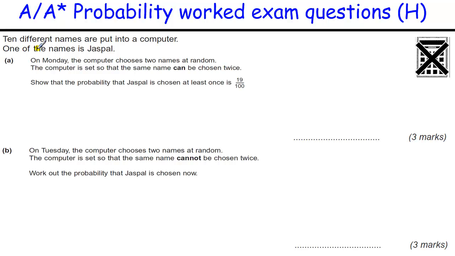Okay, slightly harder question. 10 different names are put on a computer. One of the names is Jaspal. On Monday, the computer chooses 2 names at random. The computer is set so that the same name can be chosen twice. Show that the probability Jaspal is chosen at least once is 19/20.